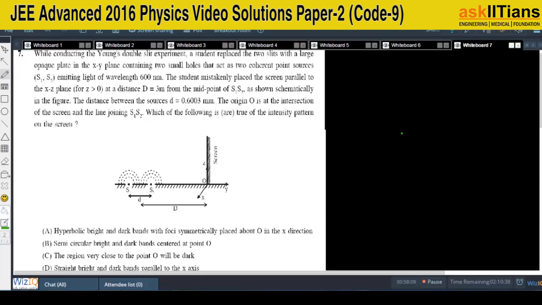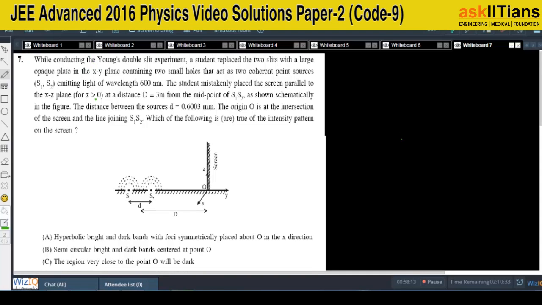Question 7. While conducting the Young's double slit experiment, a student replaced the two slits with a large opaque plate in the xy plane containing two small holes that act as two coherent point sources S1 and S2 emitting light of wavelength 600 nanometer.